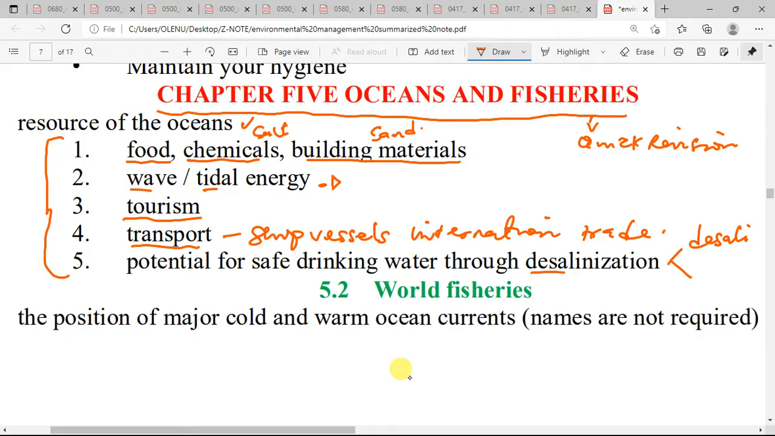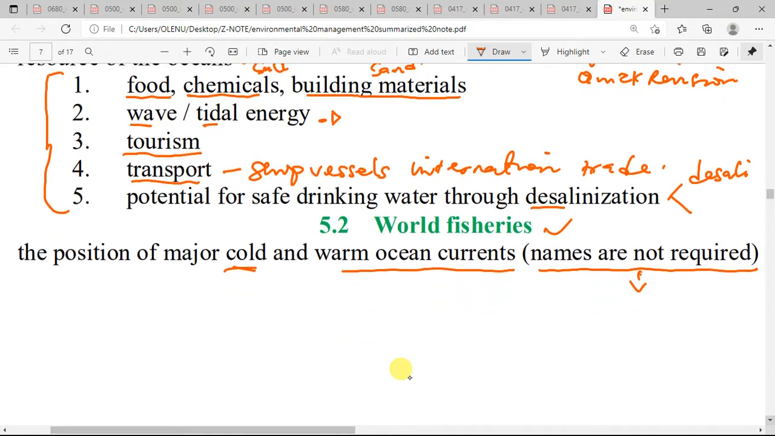So, the position of major cold and warm ocean currents. In this aspect, the names are not required. Nobody is going to ask you the name of this current or that current. You should just be able to identify which is warm and which is cold, and what is the importance of the relationship between warm and cold ocean currents in relation to world fish distribution.